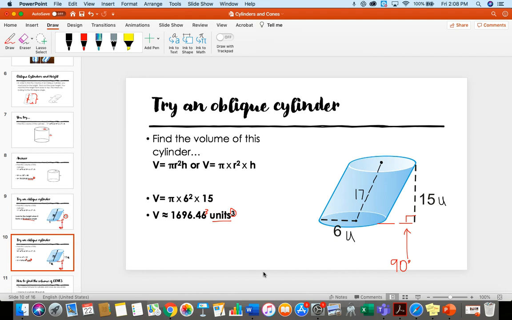Okay, this is figuring out the answer. We are just plugging in our radius and our height. We have pi times 6 squared, which is our radius squared, times 15, which is our height. We are left with 1,696.46 units cubed, or we could just cube our number. Both are totally correct. So that is it for cylinders.